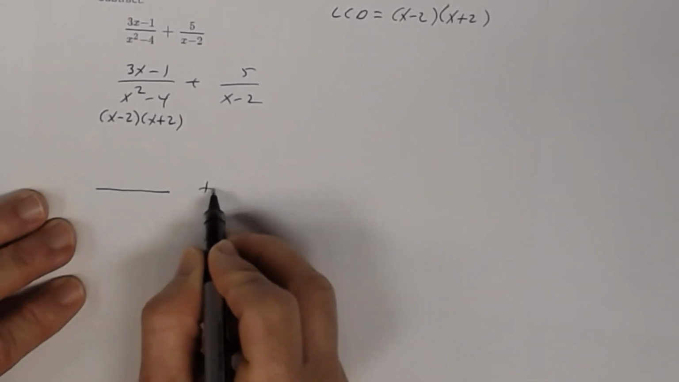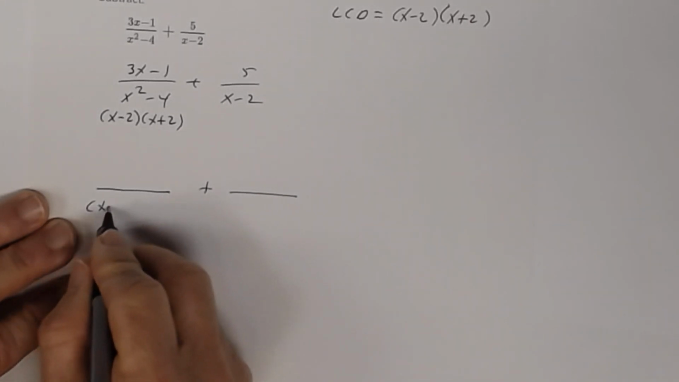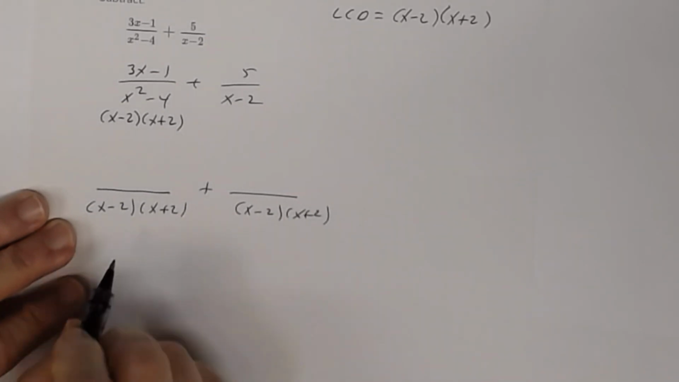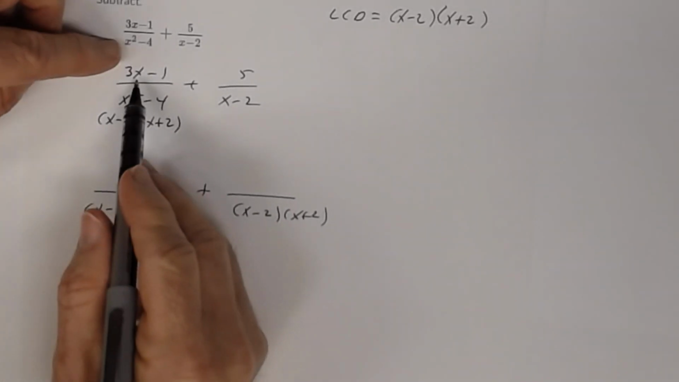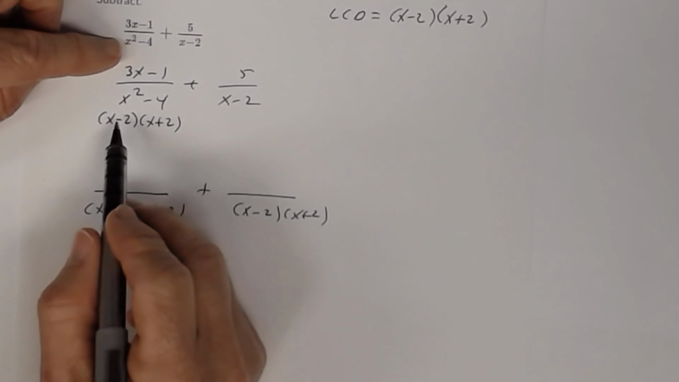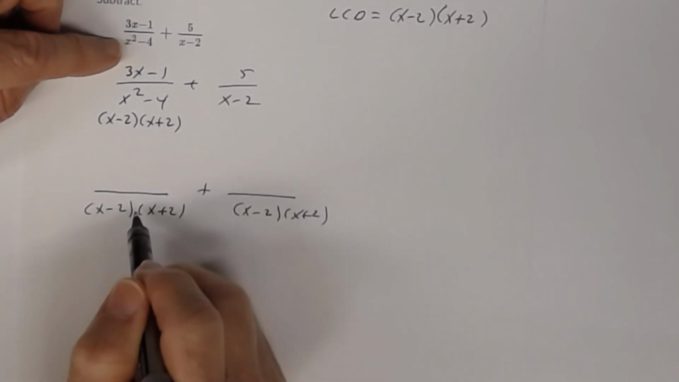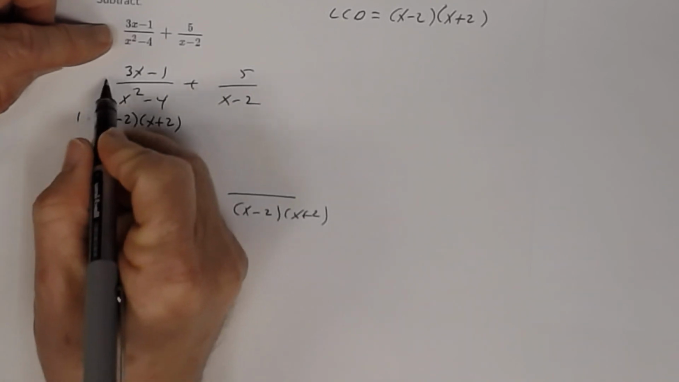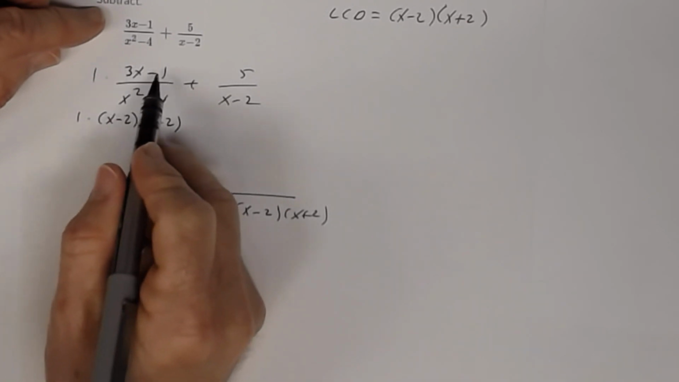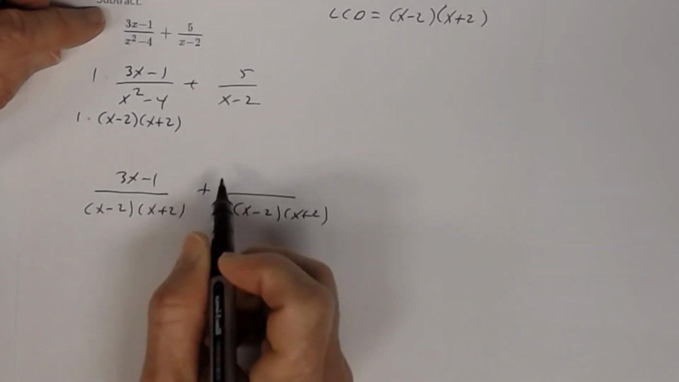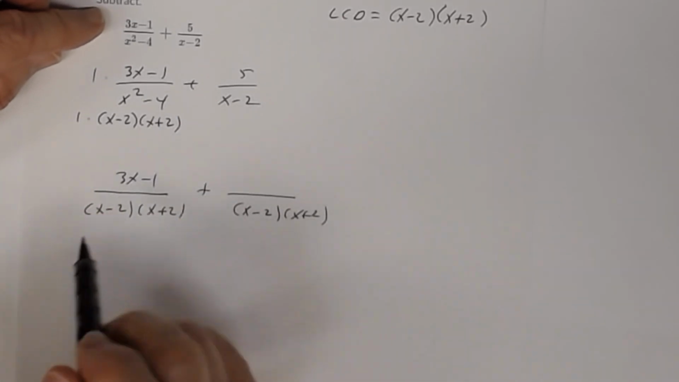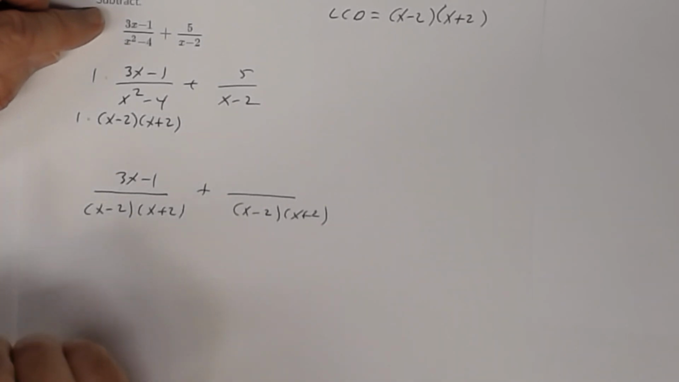So I'm going to write two equivalent fractions with this denominator. x minus 2, x plus 2. x minus 2, x plus 2. All right, so notice I have 3x minus 1 divided by x minus 2 times x plus 2. Notice that this denominator is the same as the least. So that means if I multiply this by 1, then the numerator has to be the same as this numerator here. 3x minus 1 times 1 is 3x minus 1. So whenever you're writing equivalent fractions and the denominators are the same, then the numerators have to be the same because you're multiplying both of them by 1.